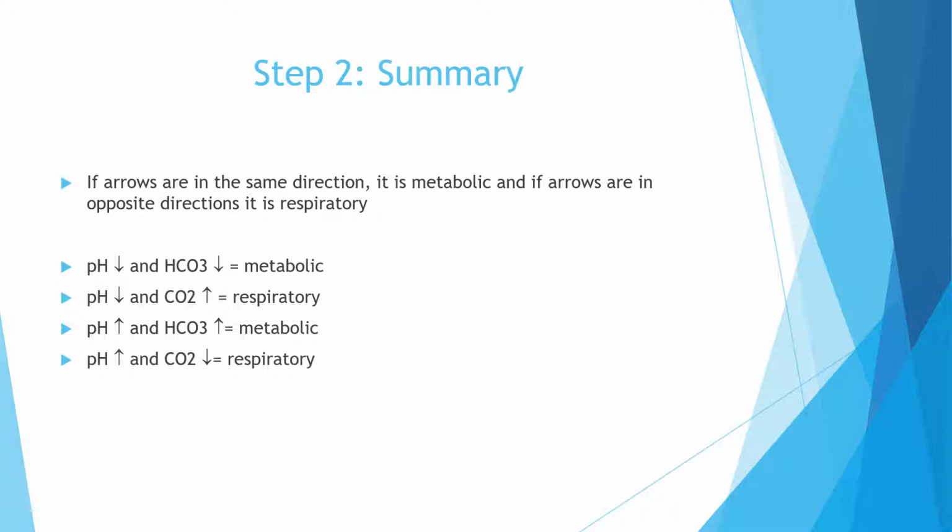Meaning, if your pH is down and bicarb is down, it's metabolic acidosis. pH down and carbon dioxide up, it's respiratory acidosis. pH up and bicarb up, it's a metabolic alkalosis. And pH up and carbon dioxide down, it's a respiratory alkalosis.